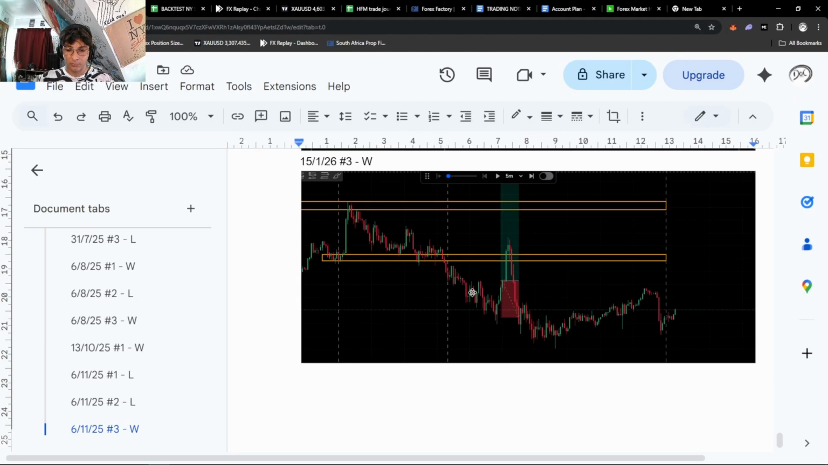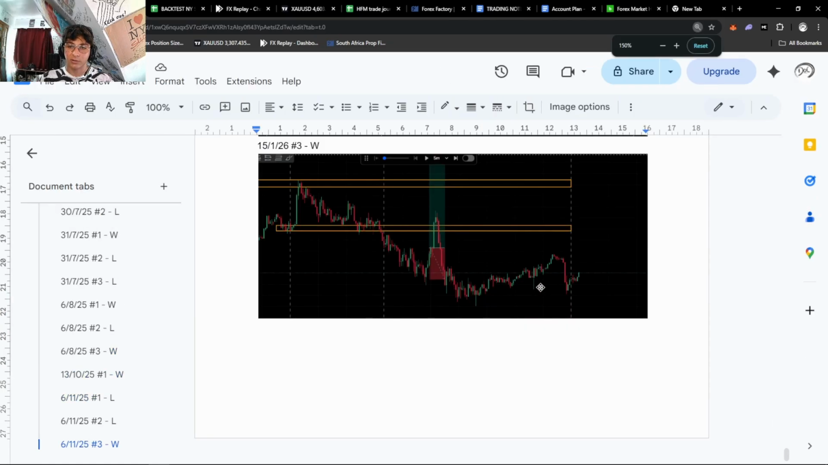The lows, we pushed below lows, so I was looking to come up to retest the lows, and that's what we did. We hit a small take profit here, and then we got stopped out and continued going down.